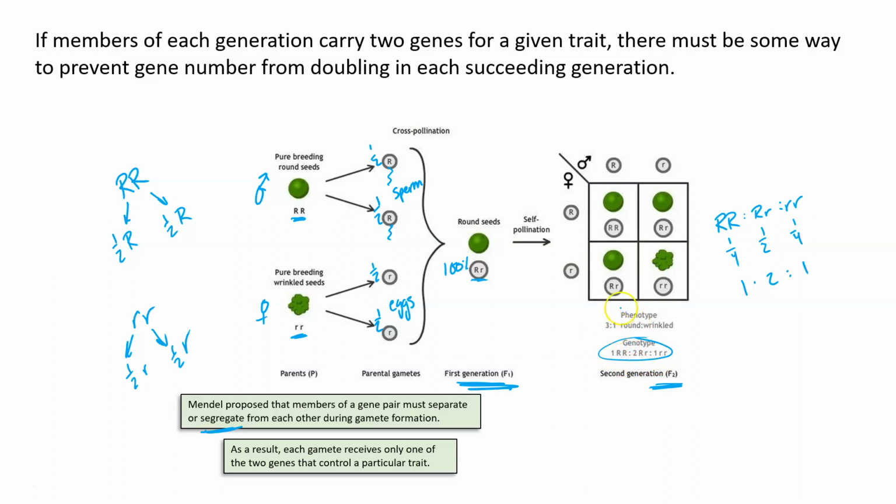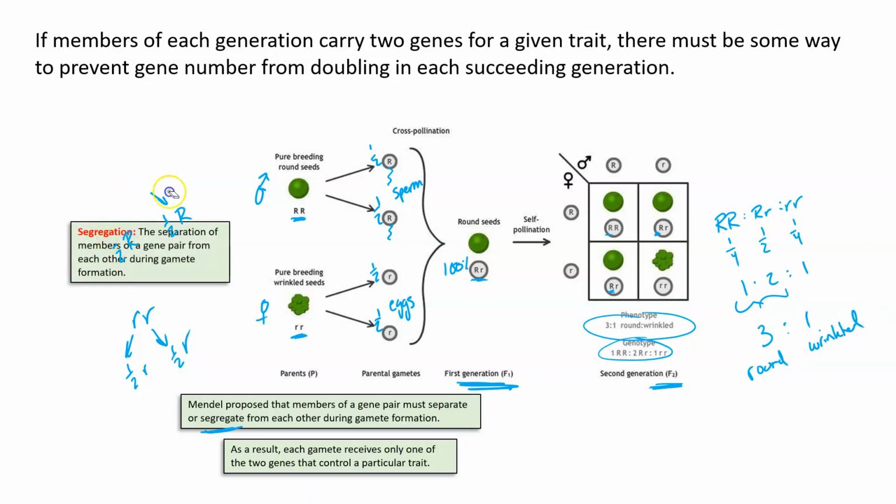And phenotypically, because 3 out of 4 all have at least one big R, they all will be round, which is the dominant trait in this particular cross, and 1/4 will be wrinkled. And so we get a 3 to 1 round to wrinkled because these genotypes come together to produce the 3 to 1 phenotypic ratio, which is 3 round to 1 wrinkled. Okay?